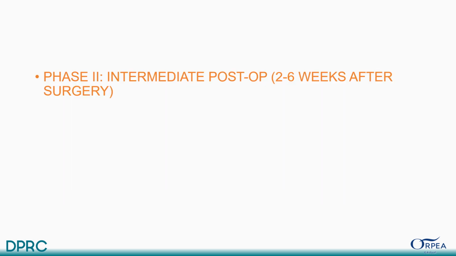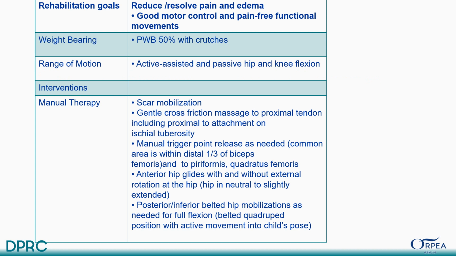When you reach 2 weeks to 6 weeks after the surgery, you are in the intermediate post-op stage, or phase 2. Here your goal is to resolve the pain and edema, improve the motor control and pain-free functional movements. You can allow the person to do 50% partial weight bearing with crutches. Your range of motion must be active assisted, passive hip and knee flexion.